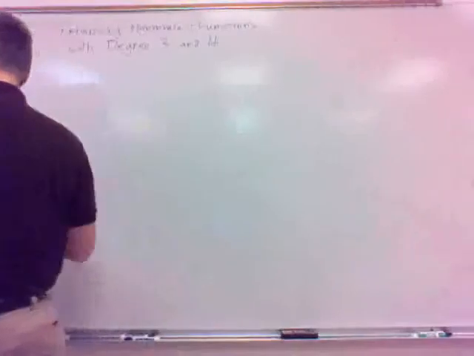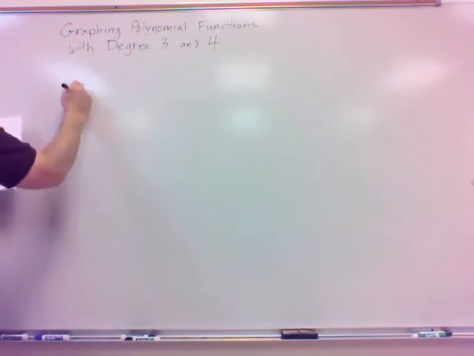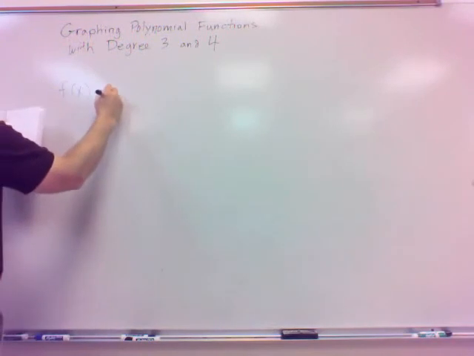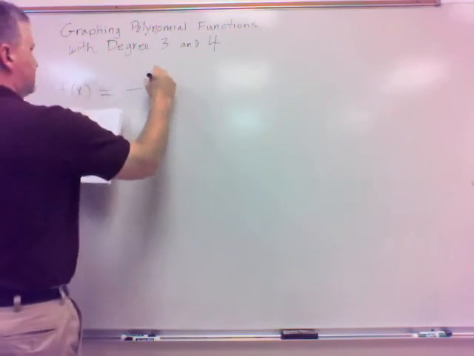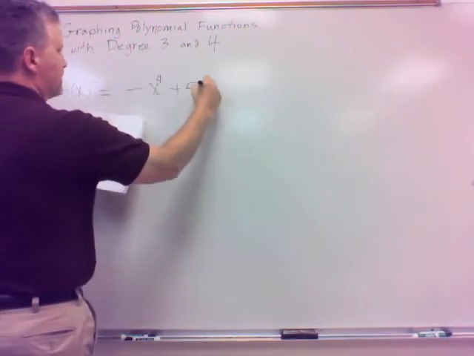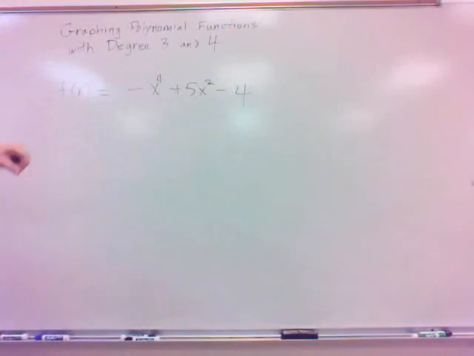All right, the 4th degree one I want to do is this one. F of x equals minus x to the 4th plus 5x squared minus 4. All right, so we've got a 4th degree.